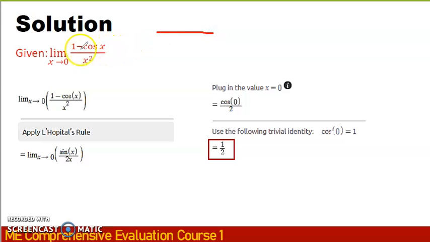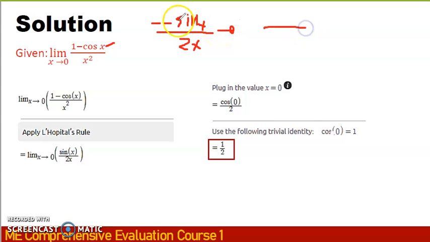The derivative of the numerator: the derivative of cos is negative sine. We already have a negative sign, so the negative of the negative is positive, so we have positive sine x, and then the derivative of x squared is 2x. When we substitute x equals 0, the whole expression becomes 0 over 0, which is undefined. If that is the case, you differentiate it again.